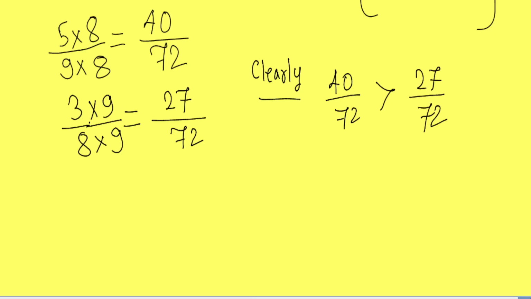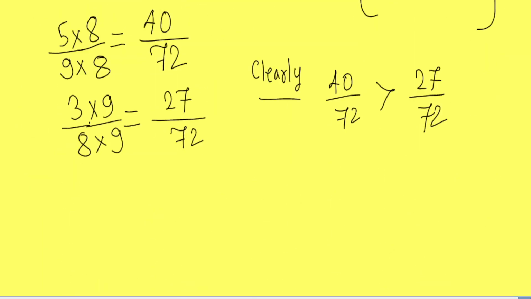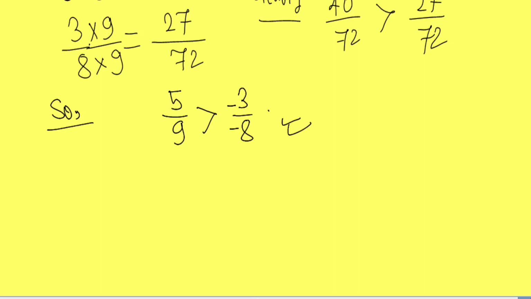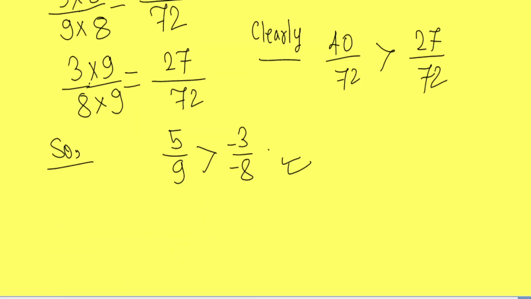But the question which is given is 5 upon 9 and minus 3 upon minus 8. The question was not like this. So finally, when you conclude, you will write in the original form. So originally 40 upon 72 is 5 upon 9, which is greater than 27 upon 72, which is originally minus 3 upon minus 8. So this is the right answer. I think this whole procedure should be crystal clear to you.